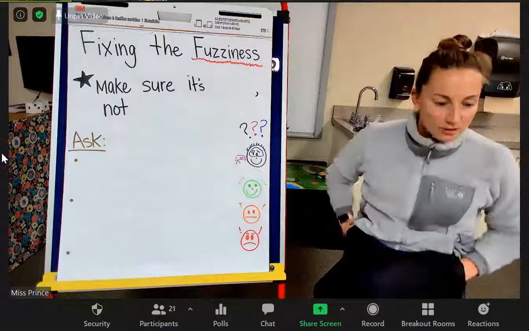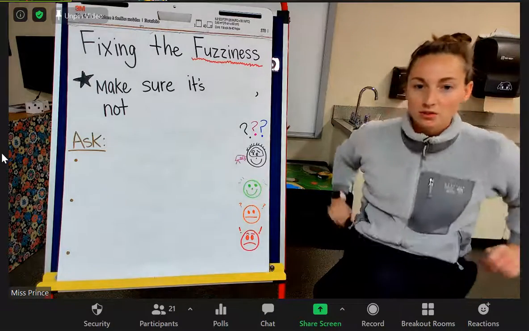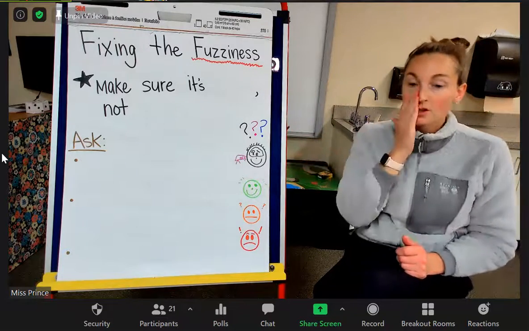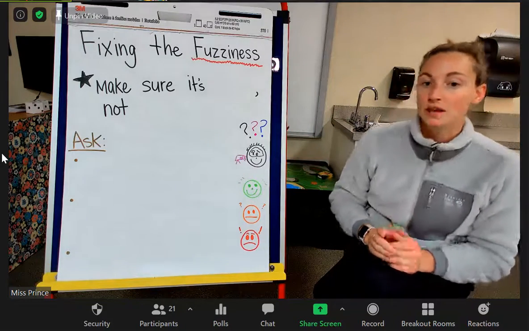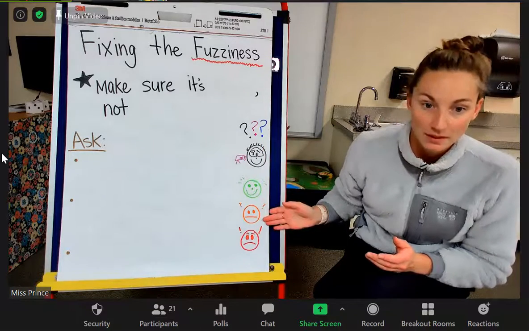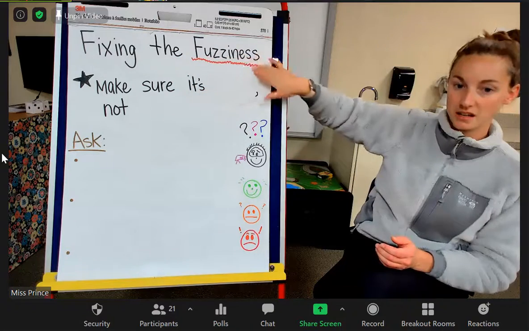So I have a question for you. Have you ever had to stop while reading because something in the story seemed fuzzy or it didn't make sense? I'm going to show you today what we can do to make sure that that doesn't happen, and what you can do to fix it if it does happen. So, this lesson is fixing the fuzziness.